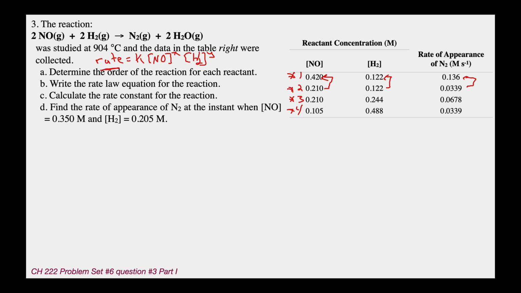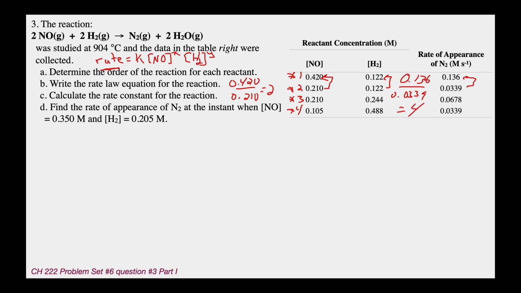So in a problem like this, what I would do is I would go, for example, 0.420 divided by 0.210, and you can see that's a factor of 2. But I would also do the same thing on the rate side. So I would take 0.136 divided by 0.0339, and in your calculator, which I would have to do because I can't think about this kind of stuff, this factor, it's about 4.